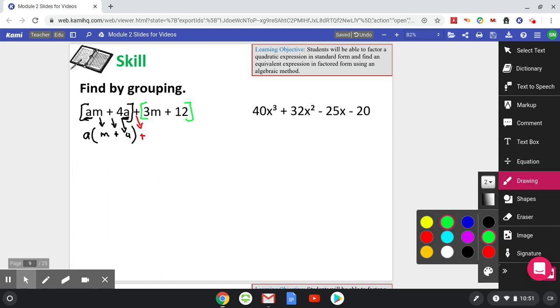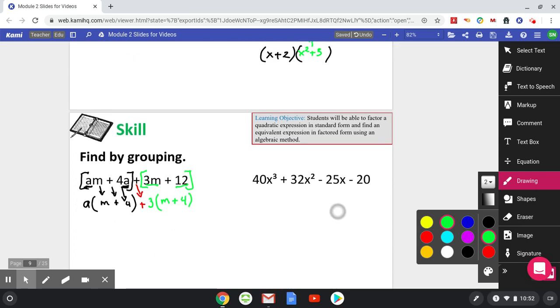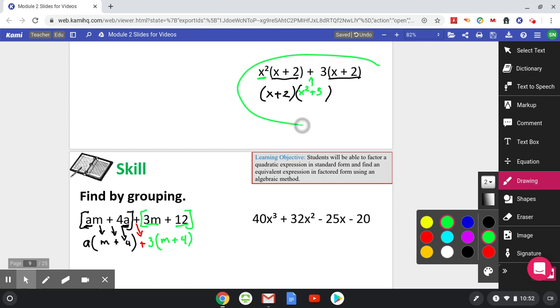Next, we'll be doing the same thing to the one on the right. In this problem, both the 3m and the 12 are divisible by 3. That means that I can take out a 3. So 3m divided by 3 is m. 12 divided by 3 is 4.